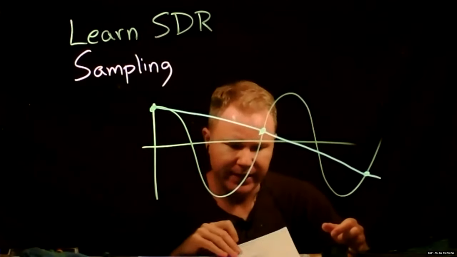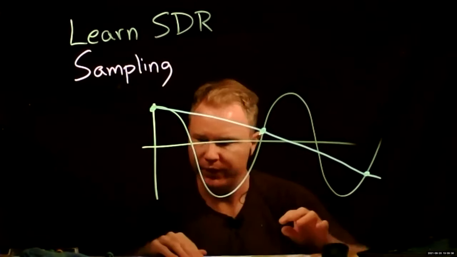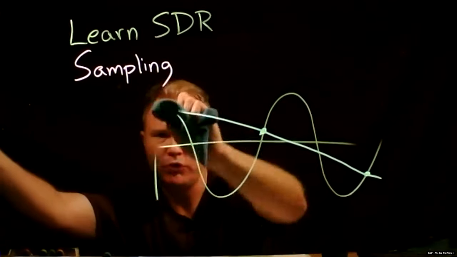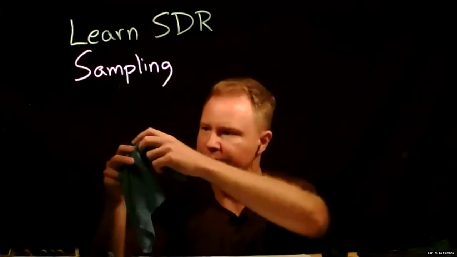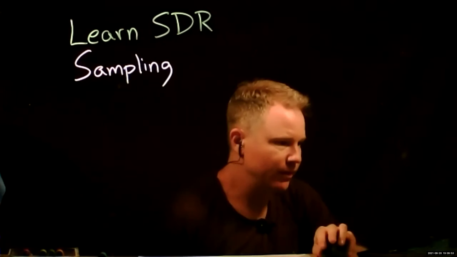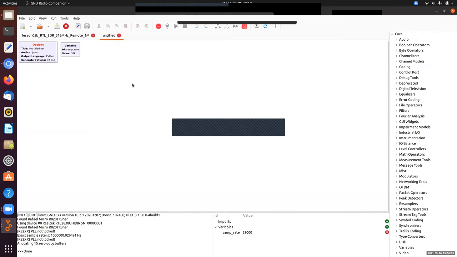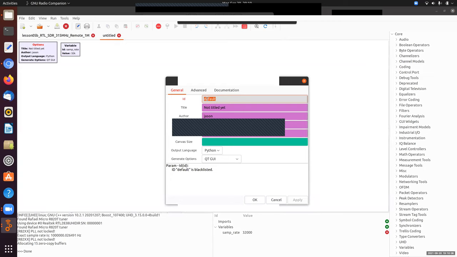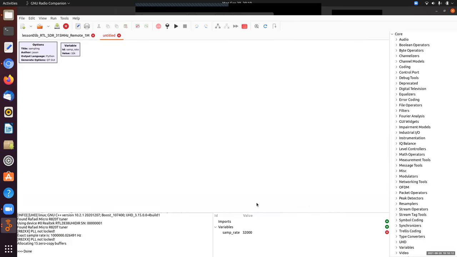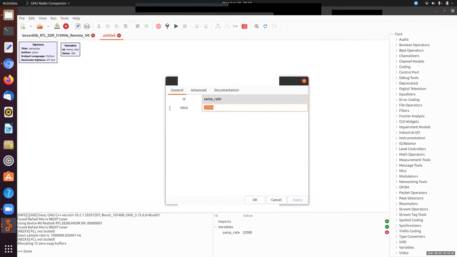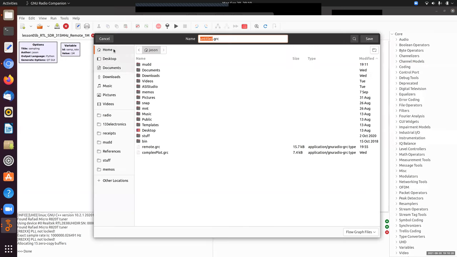I think that GNURadio is a great way to show some of this stuff. So let me start a flow graph and demonstrate a couple of these things pretty quickly. We'll learn a little bit about how to do some simulations and some visualizations in GNURadio. I'll make a new flow graph, and this will be all simulation. I'm going to call this sampling, and my sample rate, I'll do my usual 1 megahertz for ease of math. And let me save this as sampling.